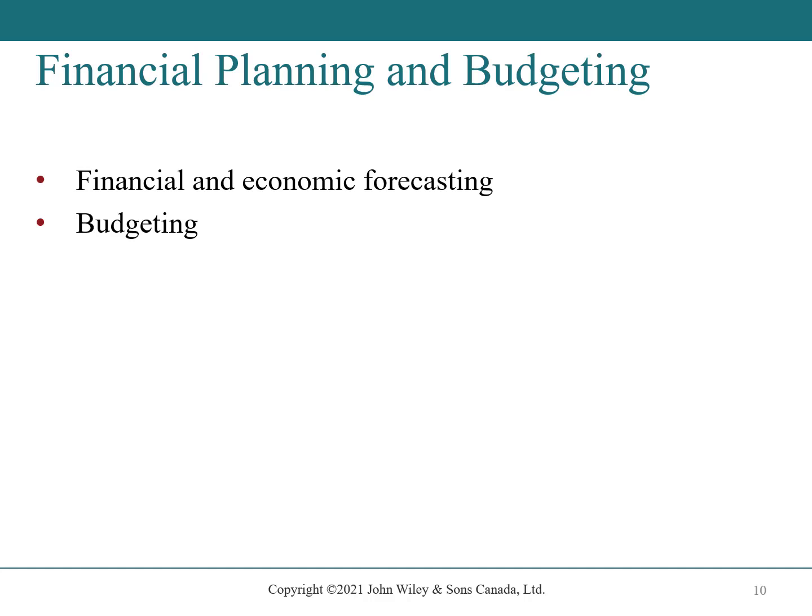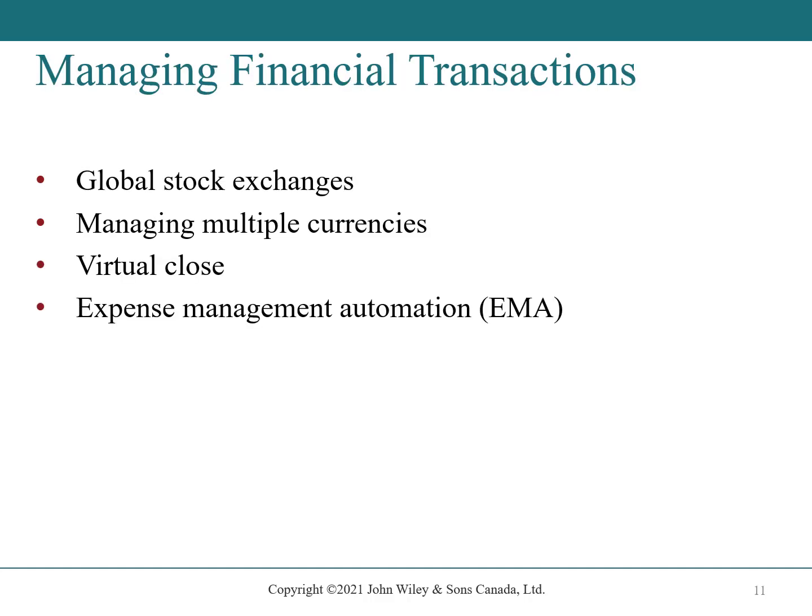These systems are going to handle financial and economic forecasting and budgeting. Managing financial transactions. Some examples: global stock exchanges. Since financial markets operate across the globe 24/7, 365, distributed electronic stock exchanges use the internet both to buy and sell stocks and to broadcast real-time stock prices.